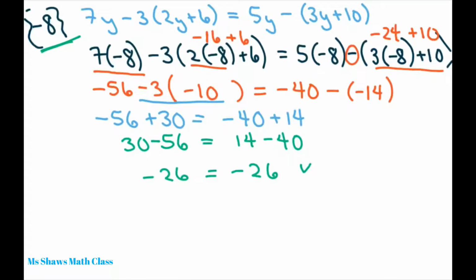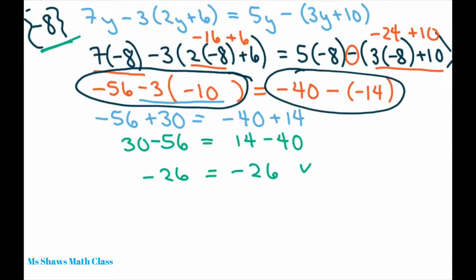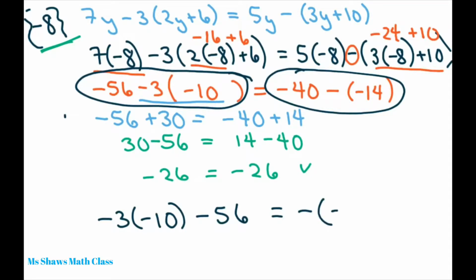And one real quick note, this one right here, you could have used the commutative property and written this as negative 3 times negative 10 minus 56 equals negative times negative 14 minus 40. It makes it a little easier because right away you can see that that's 30, and you can see that this is 14.